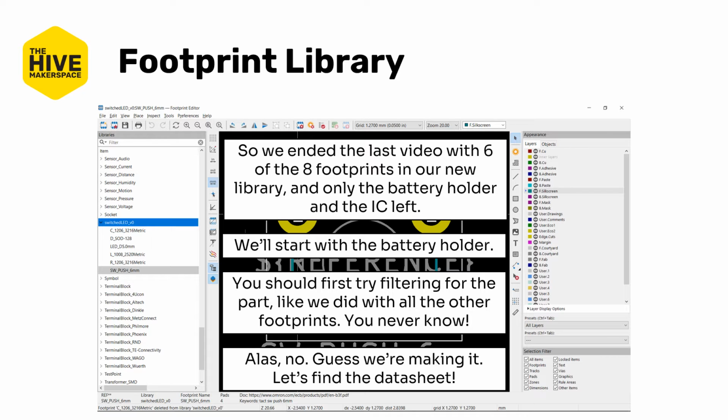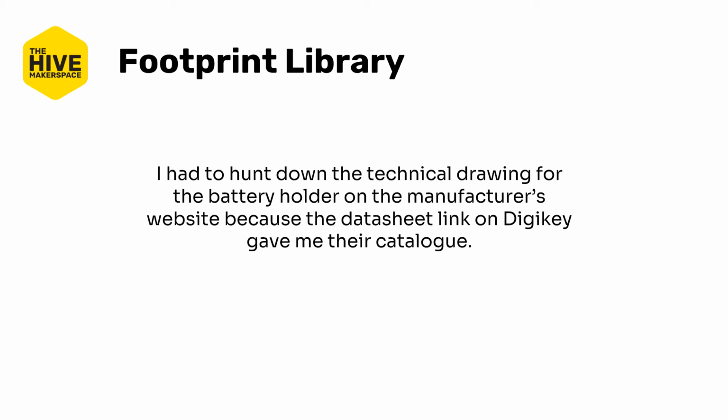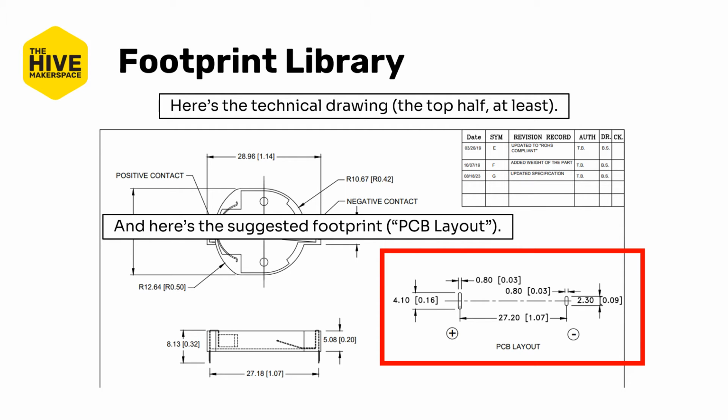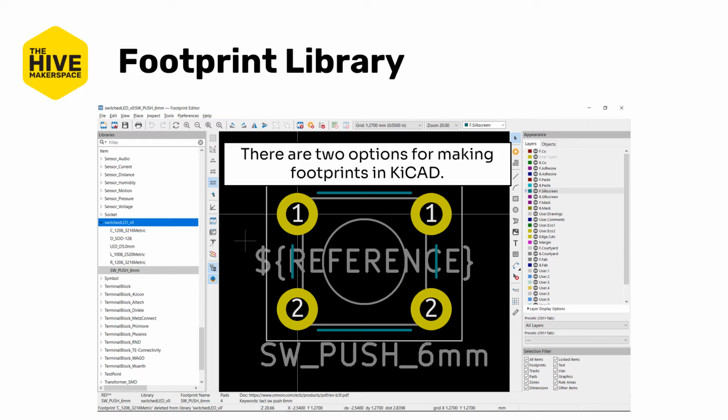Now let's go find the data sheet. Generally, making it wouldn't be your first option. You'd go and hunt it down. But the point of this video is to actually make it, so we're going to do that first. Hunting down the technical drawing for the battery holder, I had to go to the manufacturer's website because the datasheet link on DigiKey gave me their catalog, which is totally not helpful. So anyway, this is what the technical drawing actually looks like, or at least the top half of it. And on the right-hand side, it gives us this lovely suggested PCB layout, which is great. We're going to go draw this, without all of the dimensions, obviously.